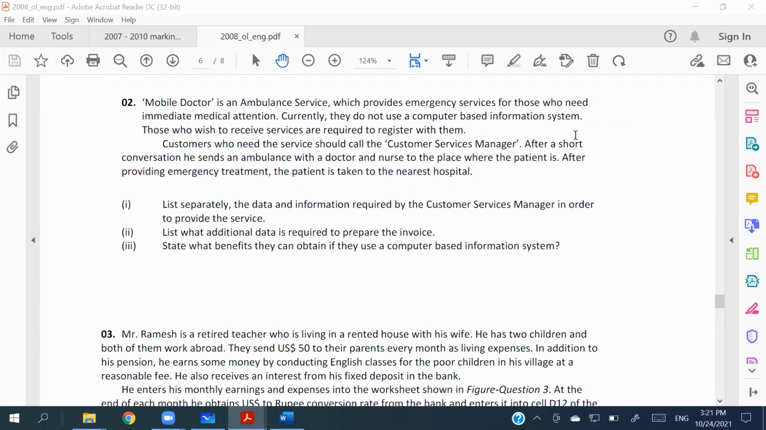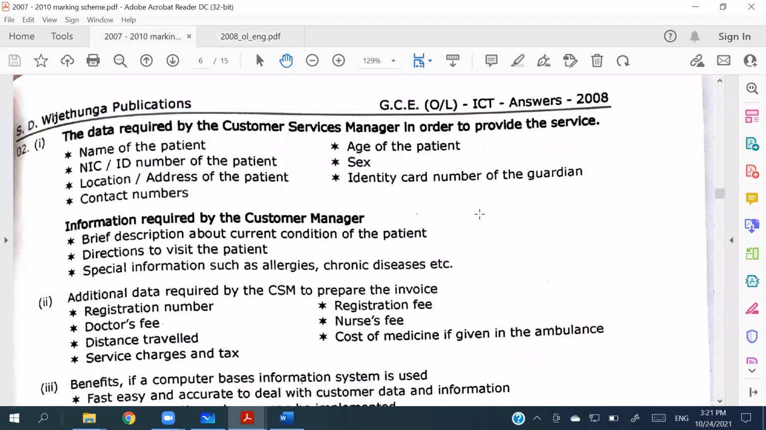List separately, the first question is, list separately the data and information required by the customer service manager in order to provide the service. Right? So these are the data required by the customer service manager in order to provide the service. Name of the patient, NIC number or ID number of the patient, location or the address, contact numbers, age of the patient, sex or the gender, identity card number of the guardian, kind of things.